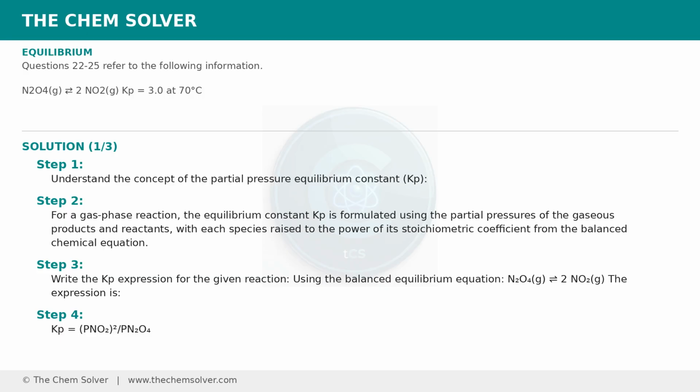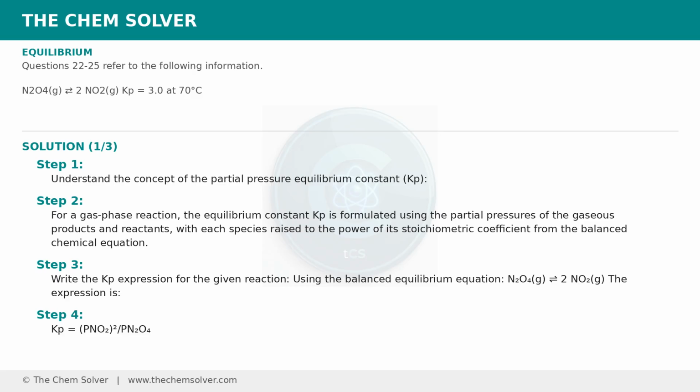Understand the concept of the partial pressure equilibrium constant, Kp, for a gas phase reaction. The equilibrium constant Kp is formulated using the partial pressures of the gaseous products and reactants, with each species raised to the power of its stoichiometric coefficient from the balanced chemical equation. Write the Kp expression for the given reaction.